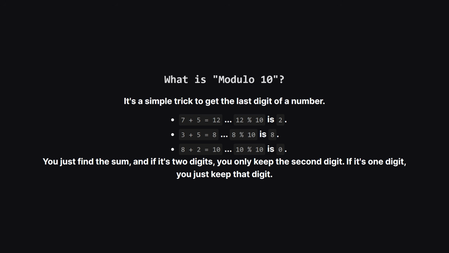Now, you might see this percent sign, which is the modulo operator. Don't let it scare you. In this problem, modulo 10 is just a fancy way of saying keep only the last digit. So if we add 7 and 5, we get 12. We just keep the 2. If we add 8 and 2, we get 10. We keep the 0. It's as simple as that.